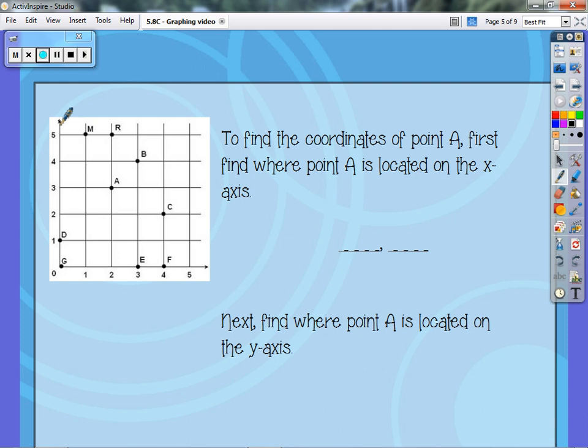I want you guys to take a couple of seconds and talk to the person next to you and be like, let's see which one's the x and which is the y. Let's see what you come up with. Go ahead and begin. When you're done, please stand up.